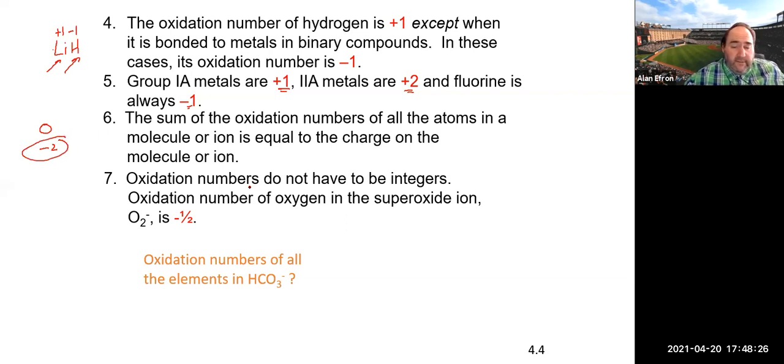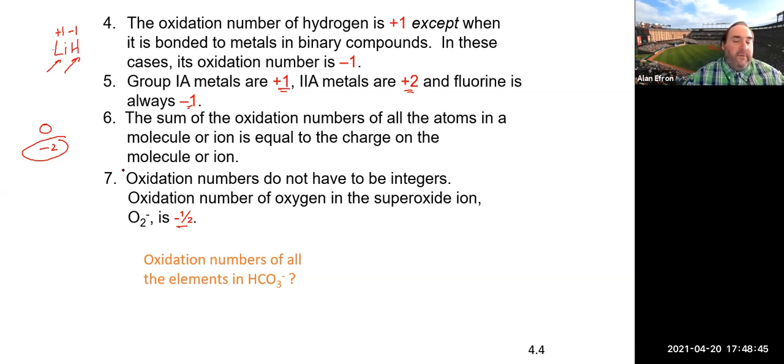Although a lot of times we do deal with oxidation numbers that are whole numbers, they don't have to be. For example, here, superoxide is -1/2. So it is possible to have a fraction, like a 0.5, in terms of the oxidation state in a particular compound.